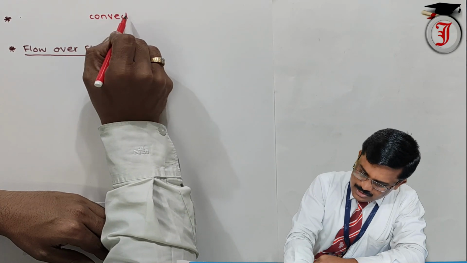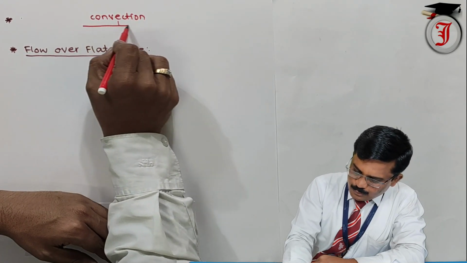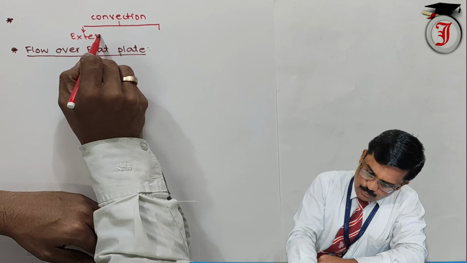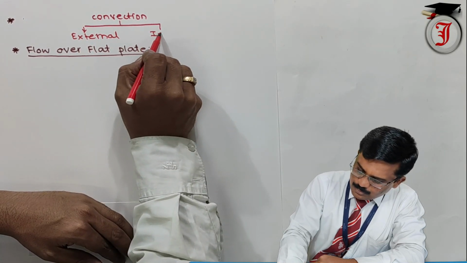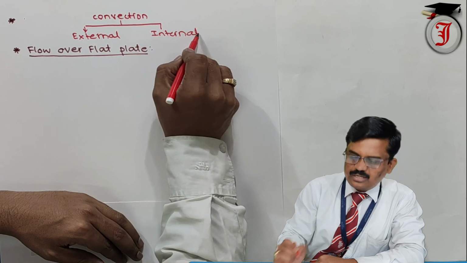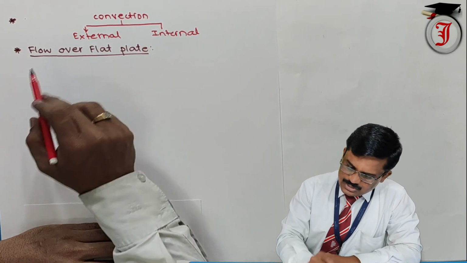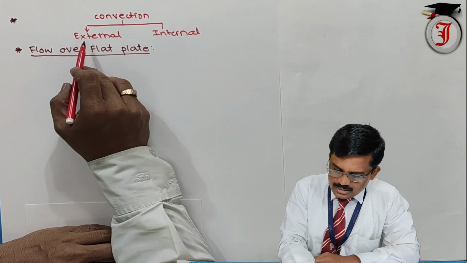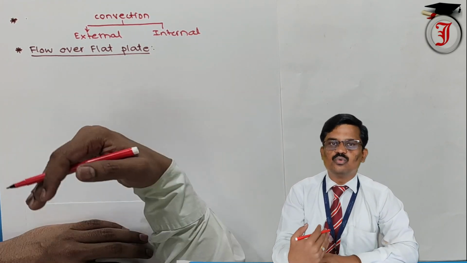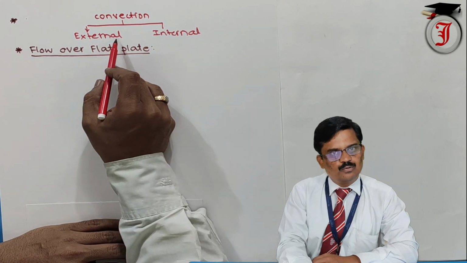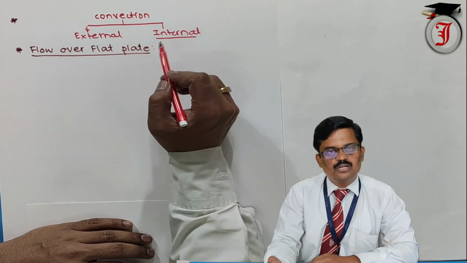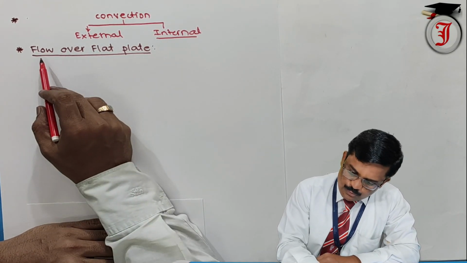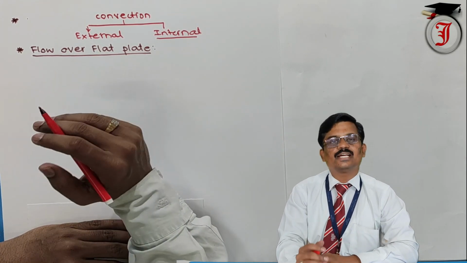We can classify convection depending on the fluid flow. It is classified as external flow as well as internal flow: external flow convection and internal flow convection. Here we will see flow over a flat plate, and flow over a flat plate is nothing but external flow. It means when fluid is flowing over the surface, it is called external flow. And when fluid is flowing through a pipe or through a duct, it is called internal flow. So let us discuss flow over a flat plate, which means external flow.